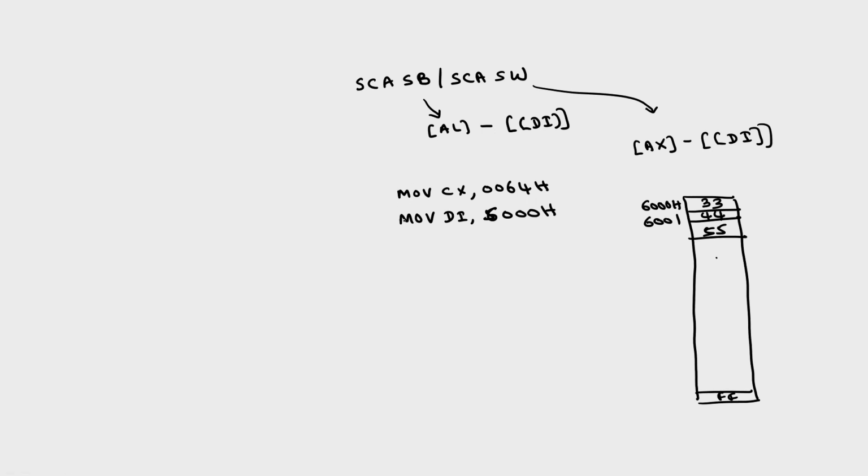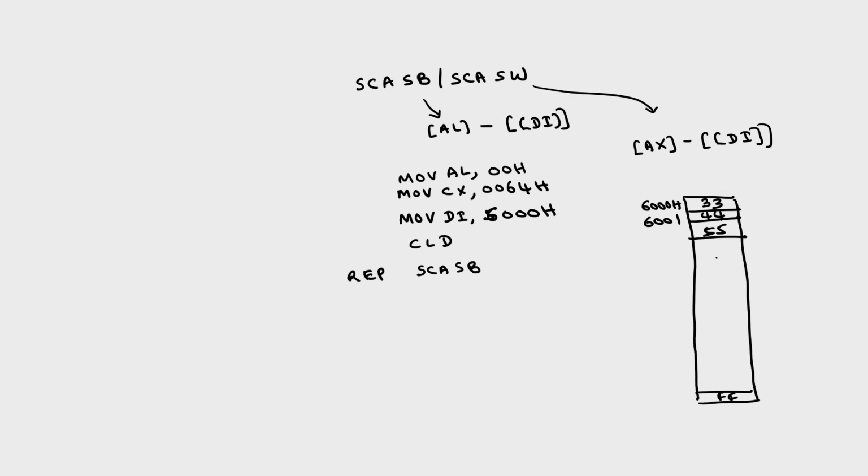If the contents of AL is some data, whatever data you can take, this has to be compared with this data string. Then clear the direction flag so that the contents of DI will be automatically incremented by 1. Then you have to write scan string byte and you have to write repeat. The repeat prefix can be used here also. Then what happens is first 33 will be compared with 00. So 00 minus 33, the carry flag will be set, these two are not equal. Then it will compare with 44, then with 55, like that it goes on comparing.